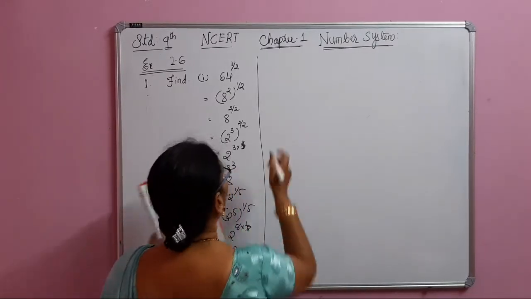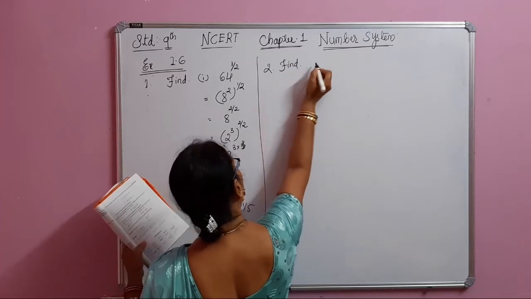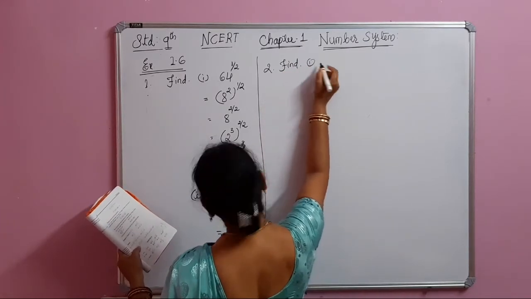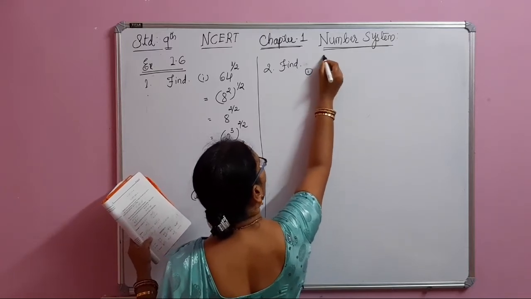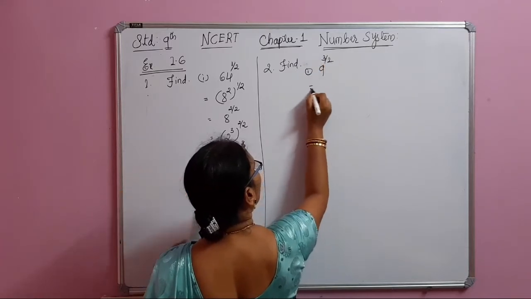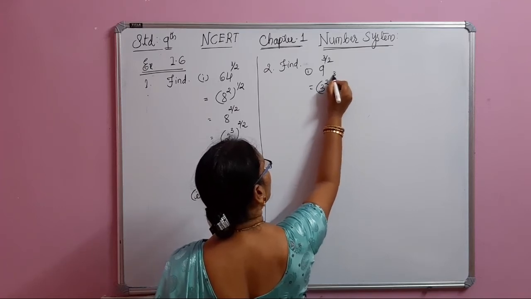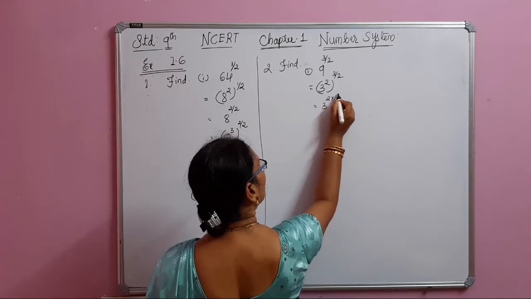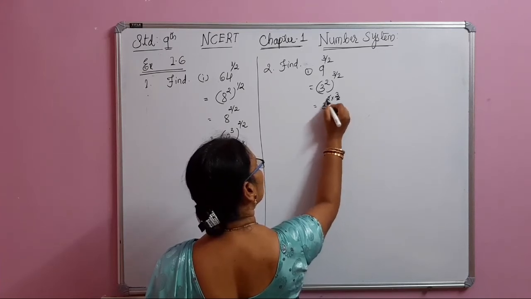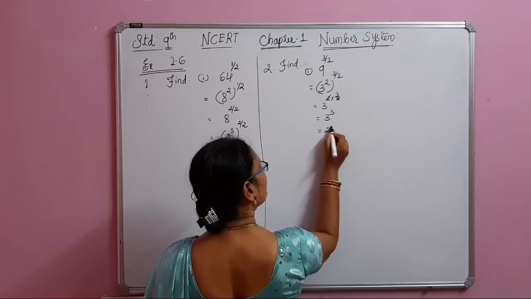Second main, first one: 9 to the power 3 by 2. How can we write 9? 9 can be written as 3 square, whole to the power 3 by 2 as it is. So 3 to the power 2 into 3 by 2. The 2s cancelled, 3 to the power 3. 3 to the power 3 means 27.